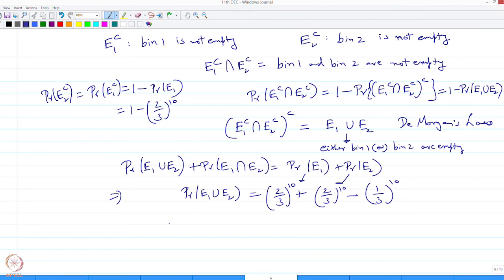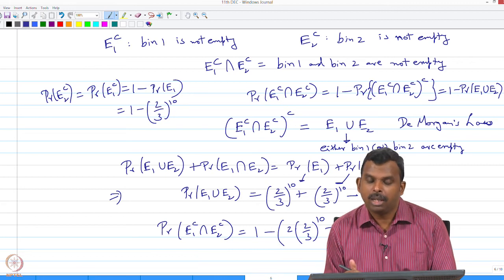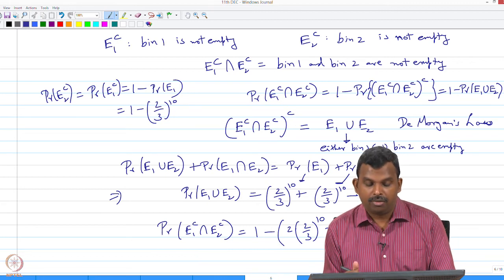Okay. So, what is the probability of this other event here, E1 complement intersect E2 complement? It is the probability that bin 1 and bin 2 are not empty, it is 1 minus this. Okay. So, maybe you can write it a little bit simpler, 2 times 2 by 3 power 10 minus 1 by 3 power 10. Okay. So, that is the answer. One can simplify this further if you like, but that is fine enough, we can write it down.